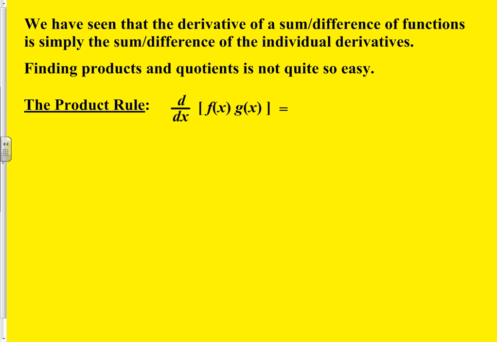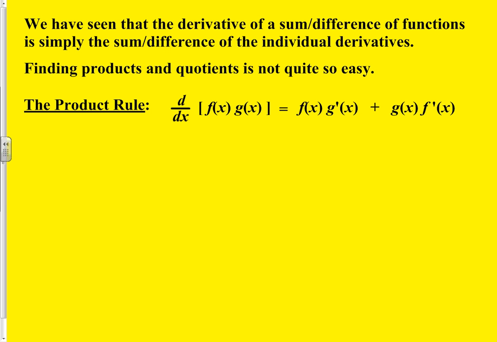Now the product rule basically states if you need to take the derivative with respect to x of two functions, f of x and g of x in this case, and they are being multiplied by each other, the rule says we're going to take one function times the derivative of the other and add that to the other function times the derivative of the first. So f of x times the derivative of g, and add that to g of x times the derivative of f.